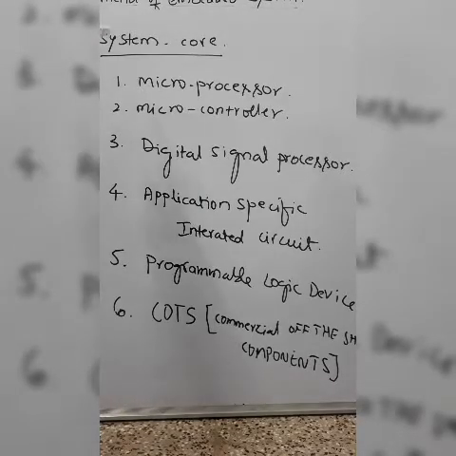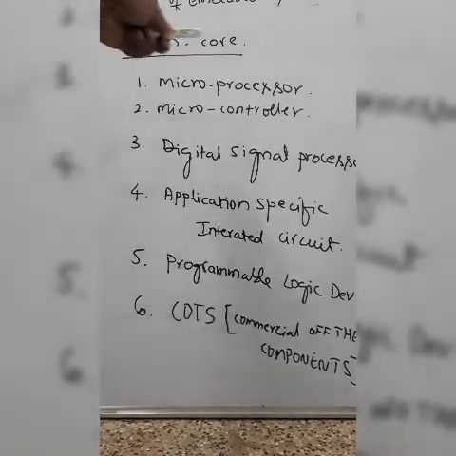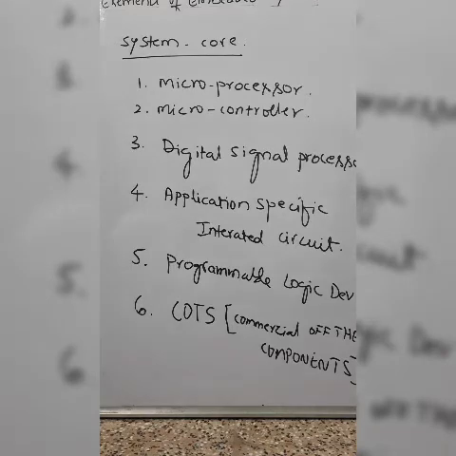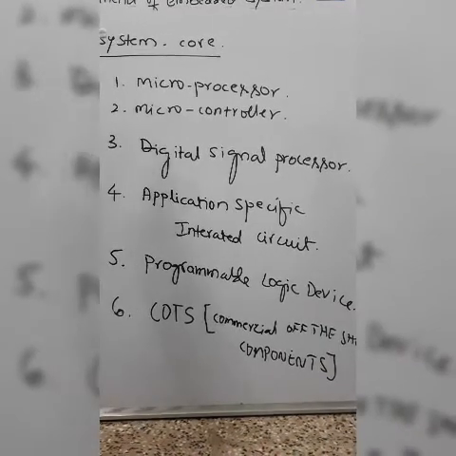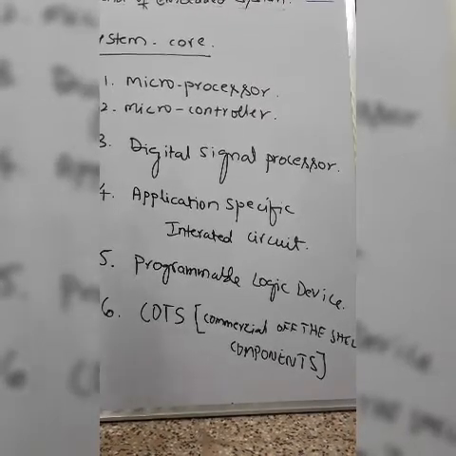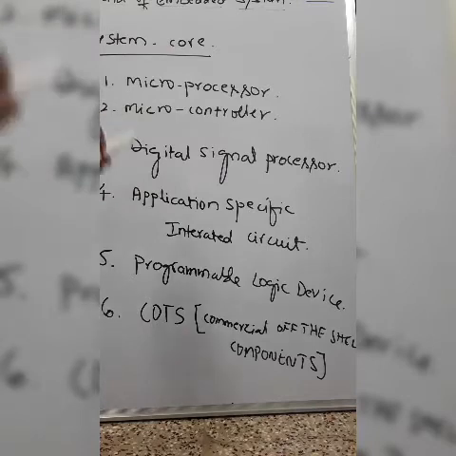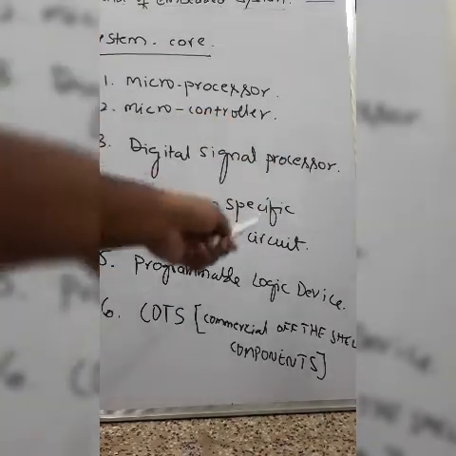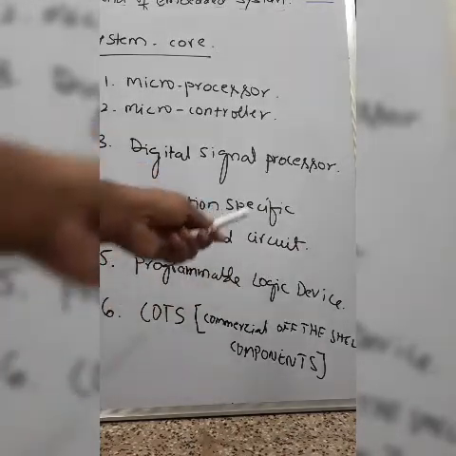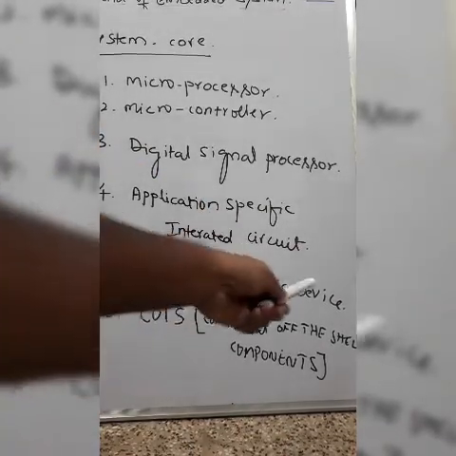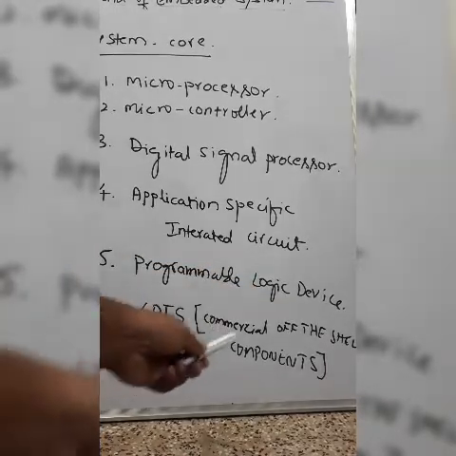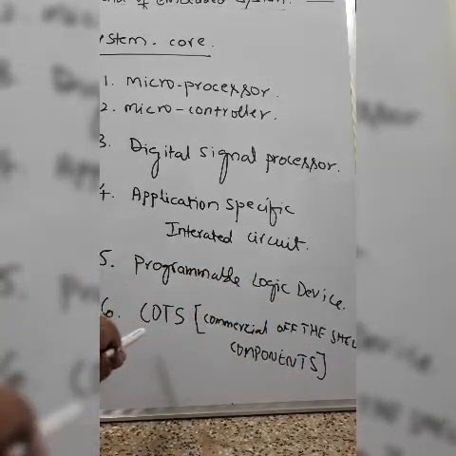Among the elements of embedded system, core is the central unit. So herein, as a system core, you can use different devices. Let us see what are all the devices that are used as system core. One, microprocessor. Microcontroller is the second one. Digital signal processor, application specific integrated circuit, that is ASIC. You can use programmable logic device, that is PLD. Commercially off the shelf components such as COTS.